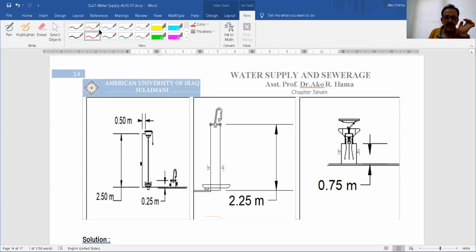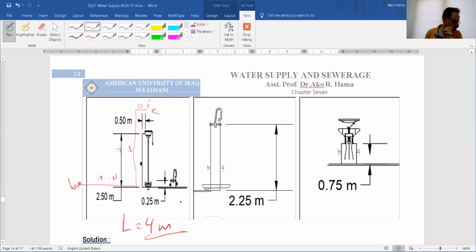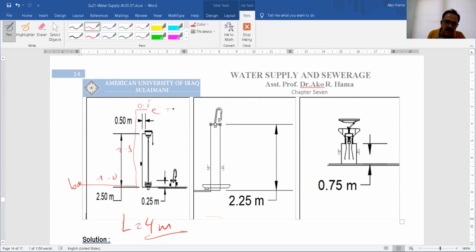So the length of the pipe is 0.5 plus 2.5 plus 1. So this is B, this is E. So the total length will be equal to 4 meters. Is it clear? So I'm going to find the pressure at this point. This is the pressure at E. I have to see how much it will be, so you have the pressure at B minus this one.